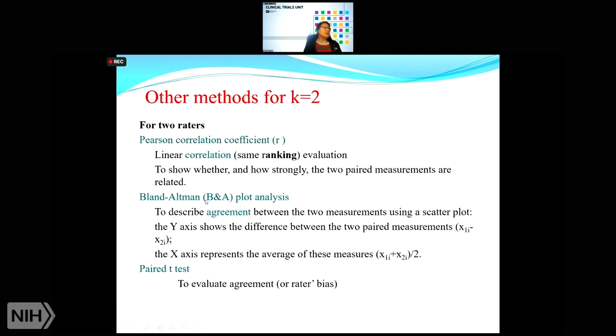If the experiment involves two readers, we can use these three methods to evaluate reliability. The first is the Pearson correlation coefficient. It shows whether, or how strongly, the two paired measurements are related. The other one is Bland-Altman plot analysis. It describes agreement between the two measurements using a scatter plot. The y-axis shows the difference between the two readers, and the x-axis presents the average of these measures. The other method is the paired t-test, used to evaluate agreement or readers' bias.